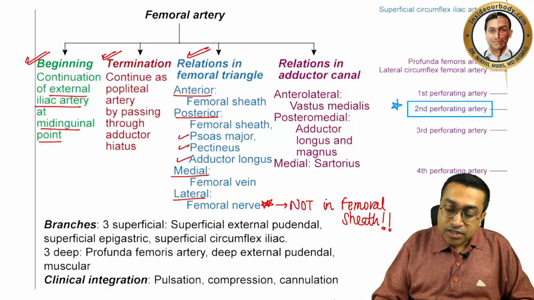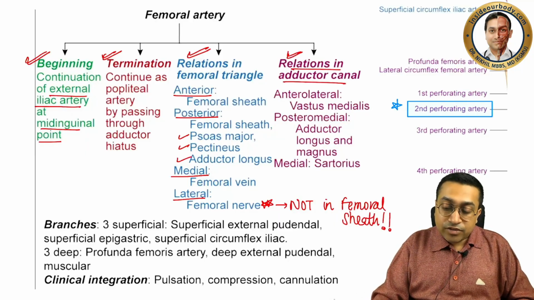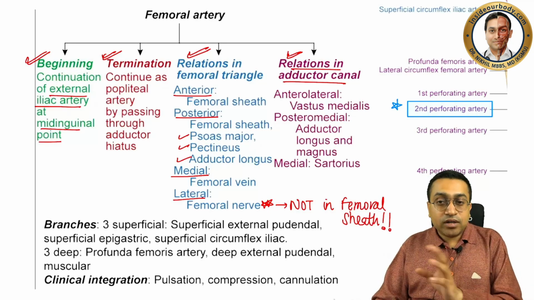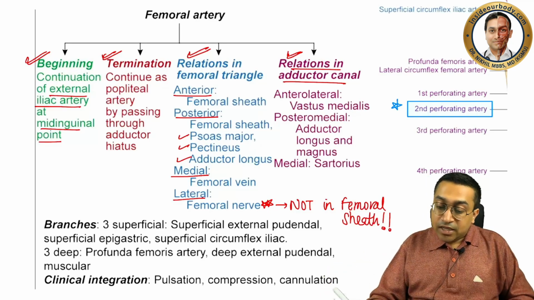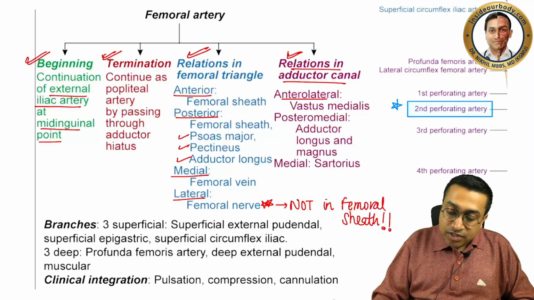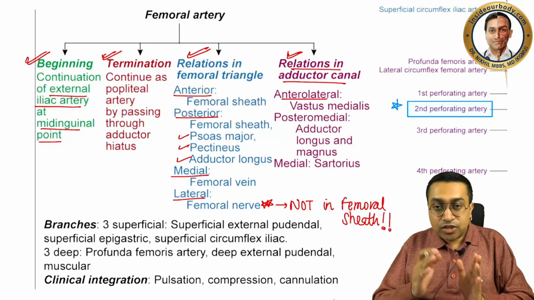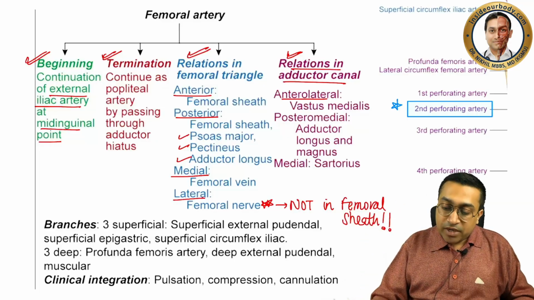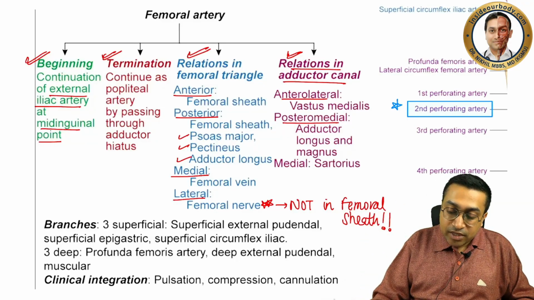Then relations in the adductor canal. There is a canal known as the subsartorial canal or Hunter's canal or adductor canal. We will take that up separately. That has relations to the femoral artery: the anterolateral relation is vastus medialis, posteromedial is adductor longus and magnus, and medial is sartorius.